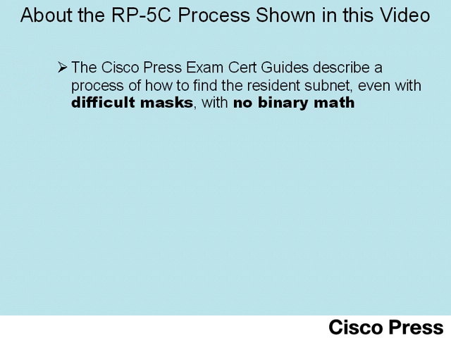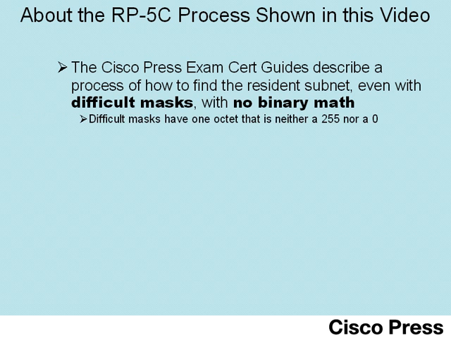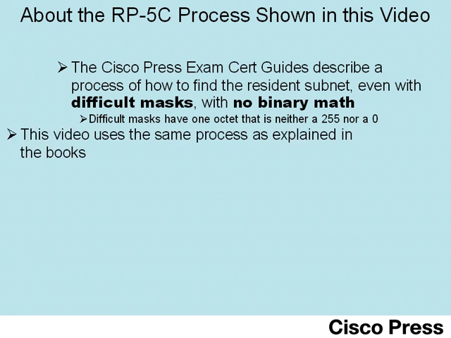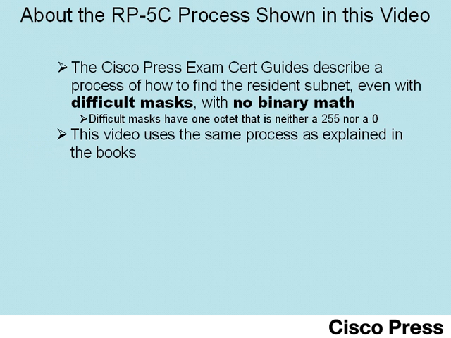The specific process described in this video is taken from the Cisco Press Exam Certification Guides. Now, this process shows how to find the resident subnet even though a difficult subnet mask is used, and with using no binary math. When I say difficult mask, I mean the mask has an octet whose value is neither a 255 nor a 0, and for most people that means that finding the resident subnet is not very intuitive. So this video will use the same process as explained in those books.